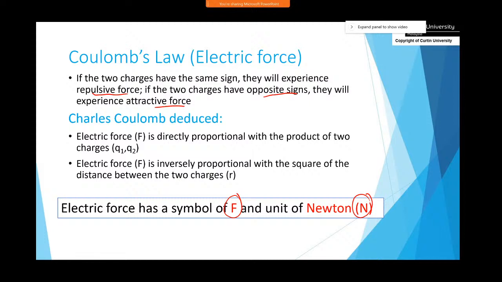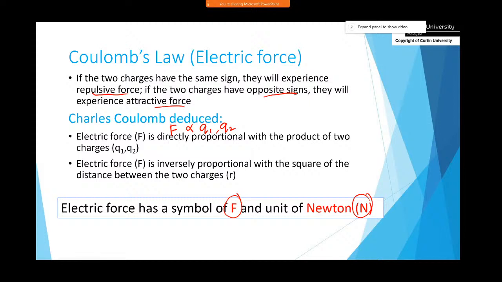Okay, that is for the normal norm. Yeah, all right. So Coulomb deduced that the electric force is directly proportional to the product of two charges.